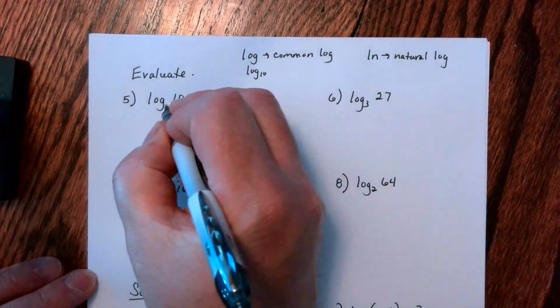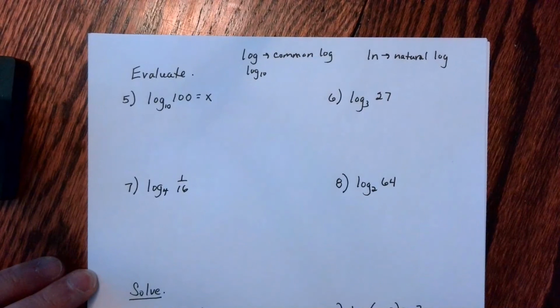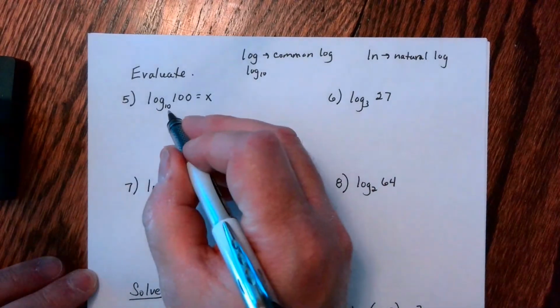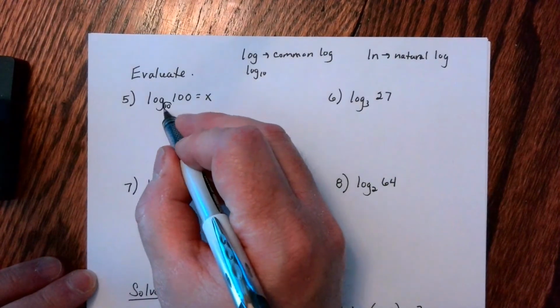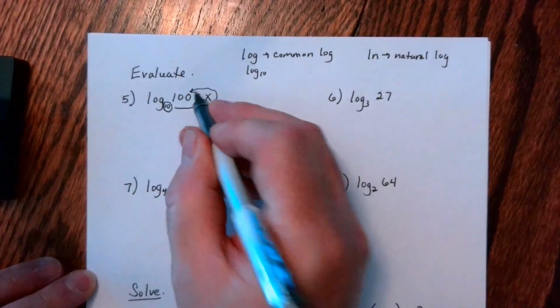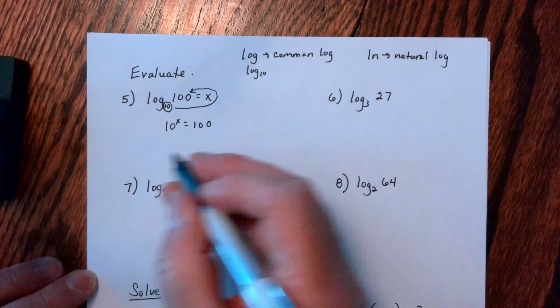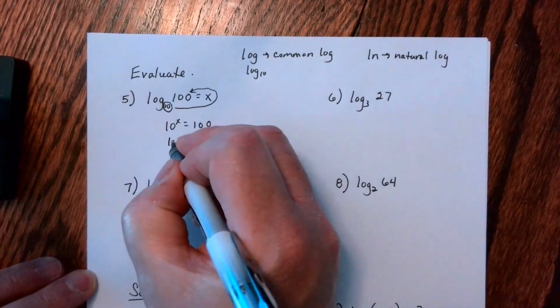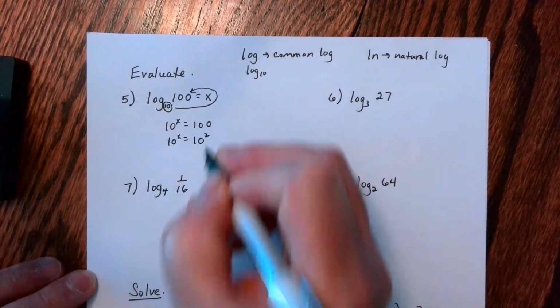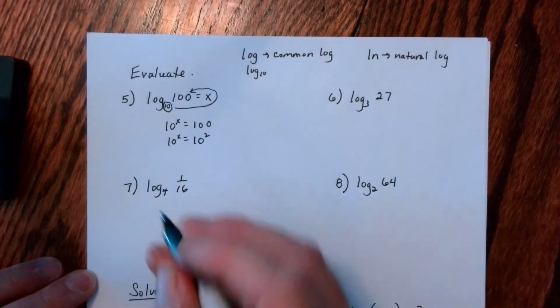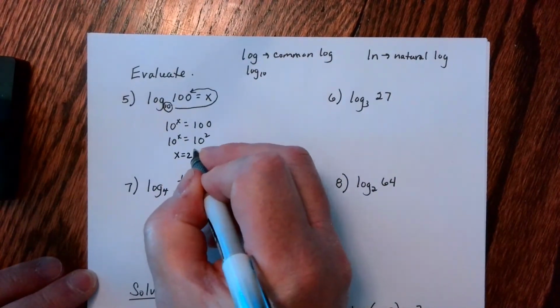So if I write the 10 in here, because that's what the common log is, I end up with, starting with my base again, 10 to the x power equals 100. Now notice my bases aren't equal, so I can rewrite this now as 10 squared, so x is going to equal 2.